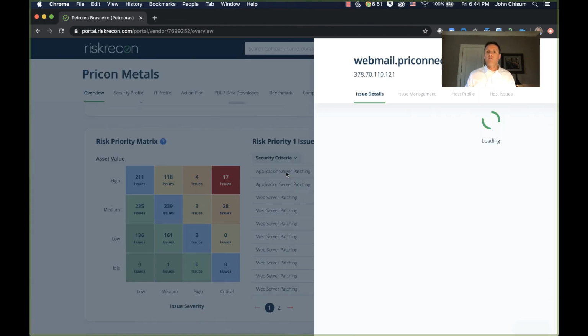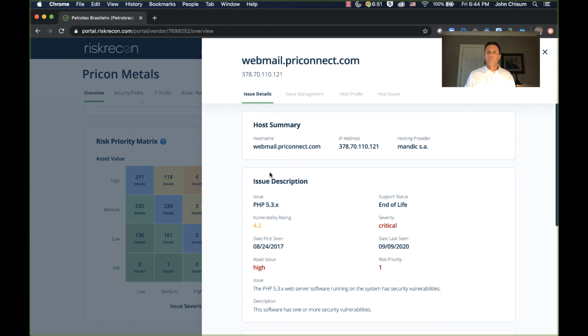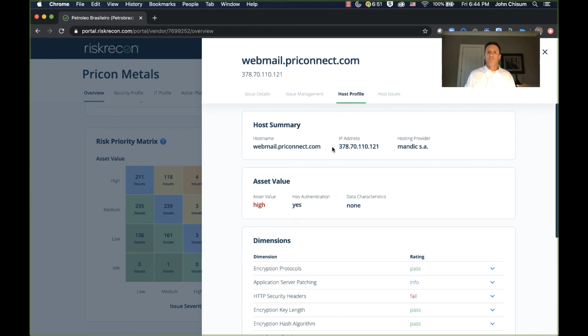And clicking on any of these issues provides additional information about the issue in question. In this case, I'll click on the host profile, and you can see that this system running an end-of-life version of software has been identified as a high-value asset because in this case we discovered authentication on that system.